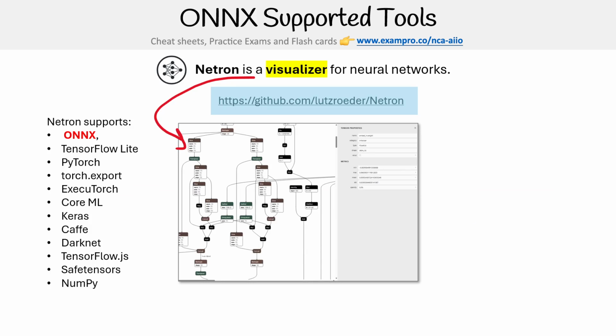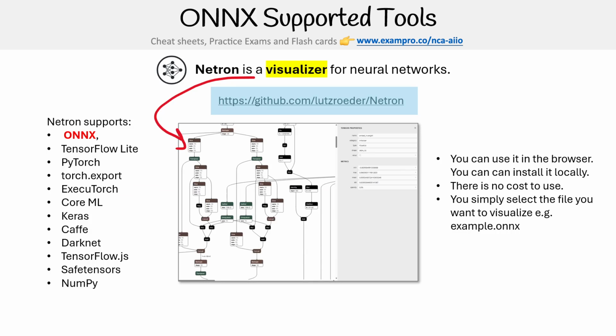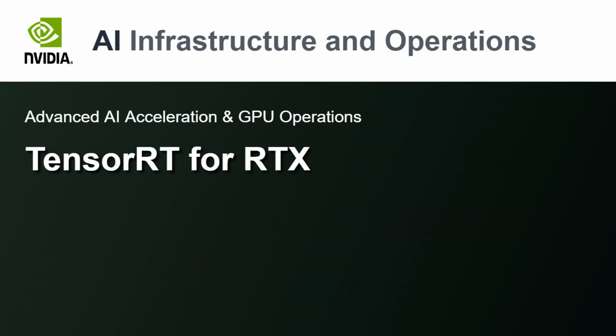And it supports quite a few things. It's not the only visualizer, but it's one of the cooler ones. You can use it in your browser, or you can install it locally. There's no cost to it, so it's pretty darn cool. And it does support more model formats than what's on the left-hand side, but ONNX is what we want to use it for, okay?